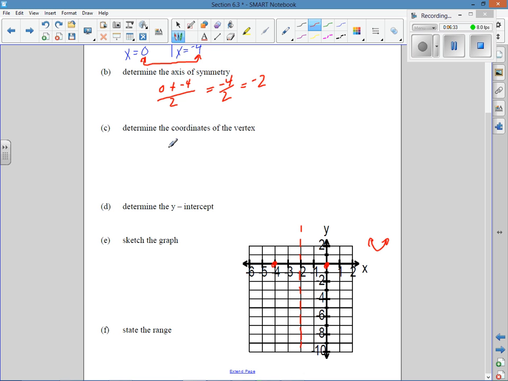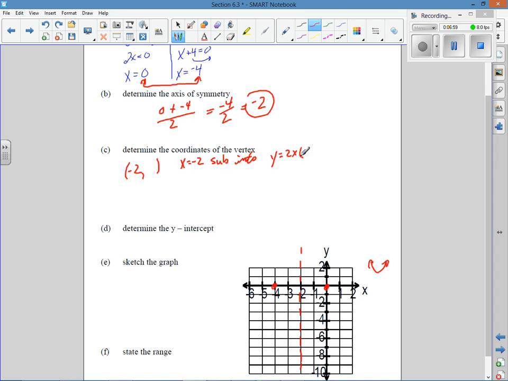Coordinates of the vertex. We know what the x value of the vertex is: negative 2. We don't know the y value. So we take x equals negative 2, and we're going to substitute into our equation, y equals 2x squared plus 4x. So everywhere we see x, we put in negative 2.